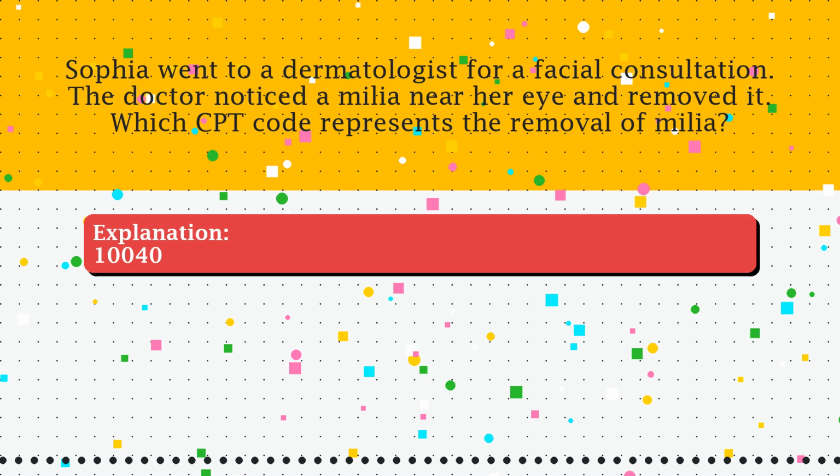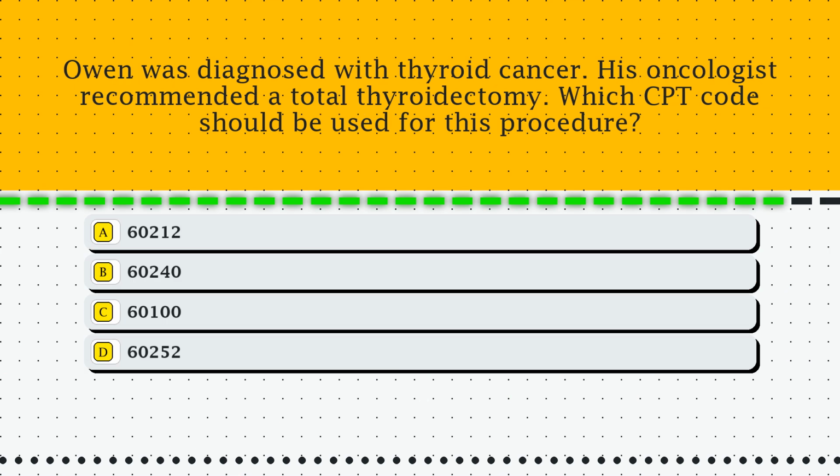Question 262. Owen was diagnosed with thyroid cancer. His oncologist recommended a total thyroidectomy. Which CPT code should be used for this procedure? Option A, 60,212. Option B, 60,240. Option C, 60,100. Option D, 60,252.